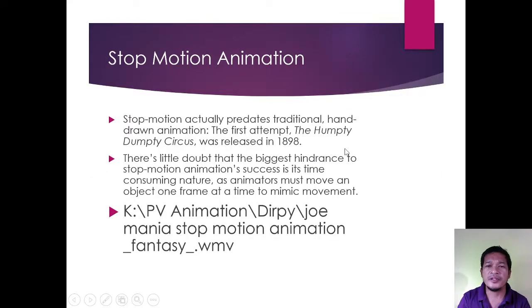Then the stop motion animation, the second type, actually predates traditional hand-drawn animation. The first attempt, the Humpty Dumpty Circus, was released in 1898. There is little doubt that the biggest hindrance to stop motion animation's success is its time-consuming nature, as animators must move an object one frame at a time to mimic movement.